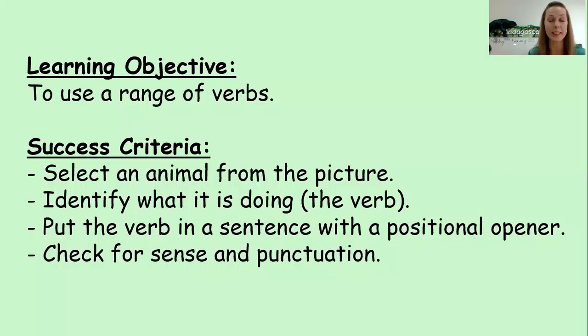Okay, and here's our objective. We're learning to use a range of verbs. A range just means lots of different ones. So to be successful today, I'd like you to follow these steps. So first, select an animal from the picture. Then identify what that animal is doing, that's the verb. Put the verb in the sentence with a positional opener.